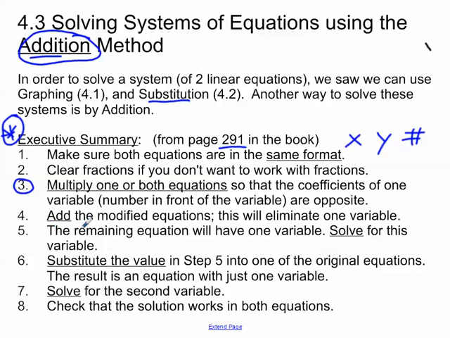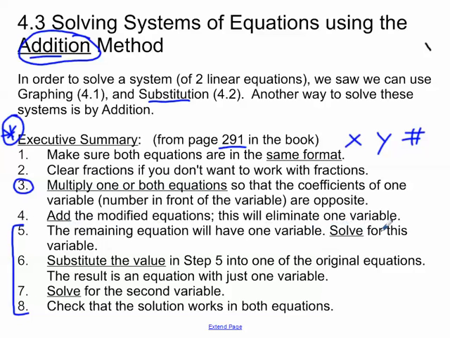So step number 5: after you've eliminated one variable by adding them up, the remaining added equation will have just one variable, and you solve for that variable. You'll have an x equals or a y equals some number, and then steps 5, 6, 7, and 8 are pretty much like the substitution method.